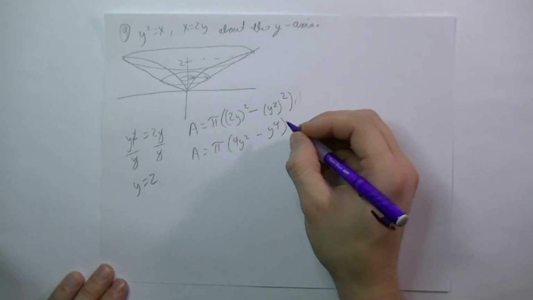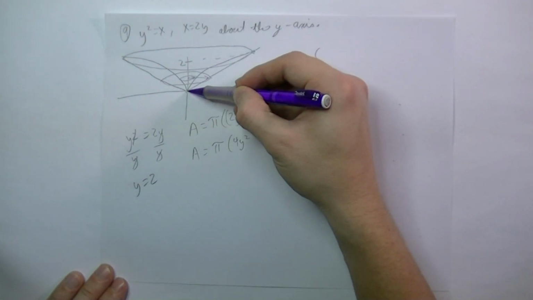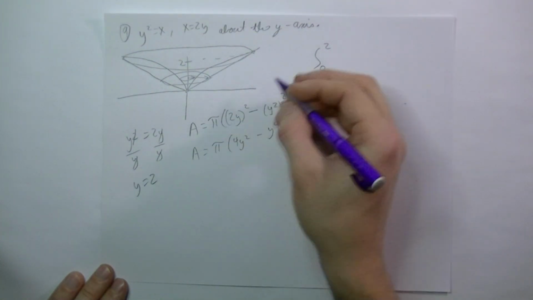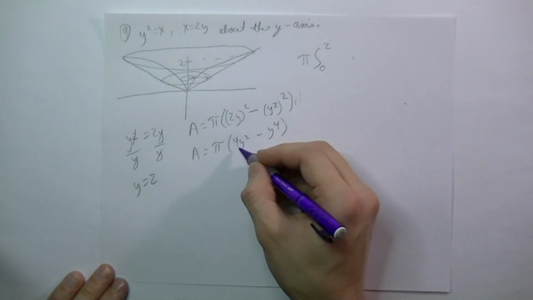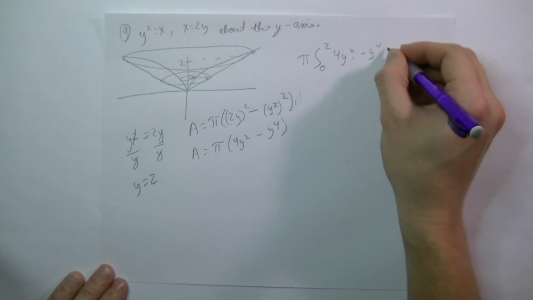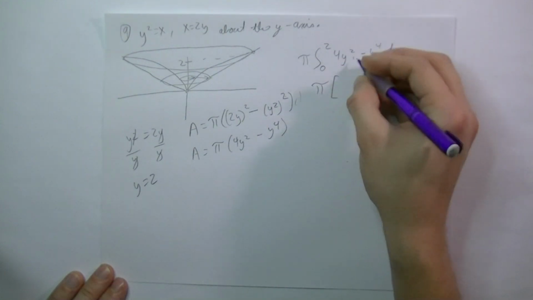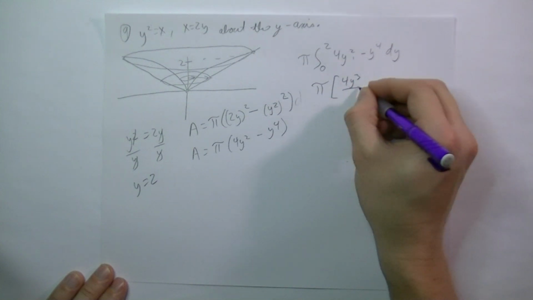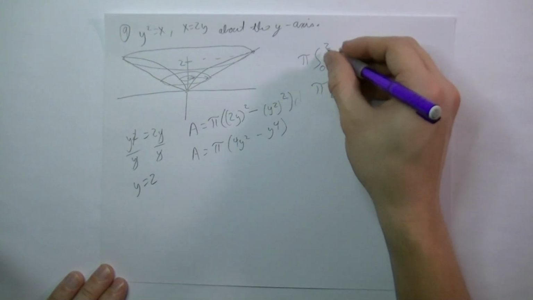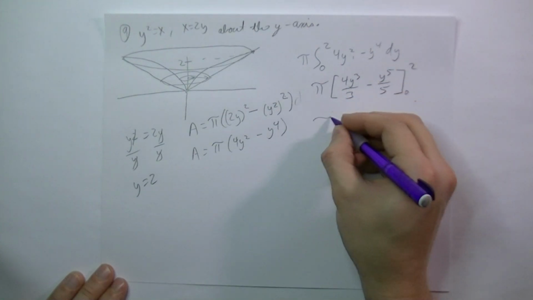Okay, so we are going to be integrating this function, and I'm going to start at 0, and I'm going to integrate up the y-axis to 2. So from 0 to 2, and the pi will factor out, and we'll be integrating 4y squared minus y to the 4th dy. Okay, so we get pi, this becomes 4y cubed over 3 minus this becomes y to the 5th over 5, and we're going to evaluate from 0 to 2, and the 0 doesn't matter, that'll make both of these 0, so I only care about the 2.